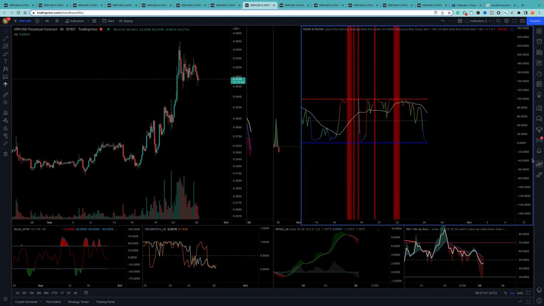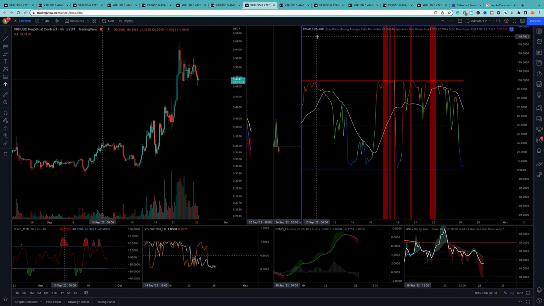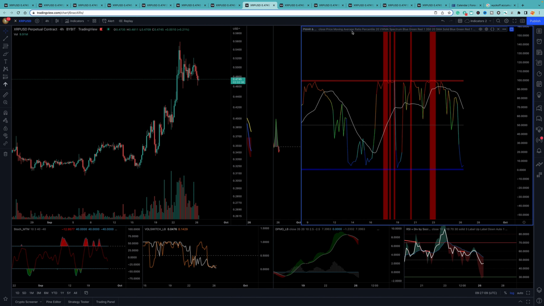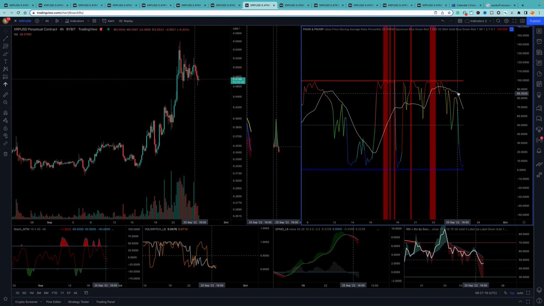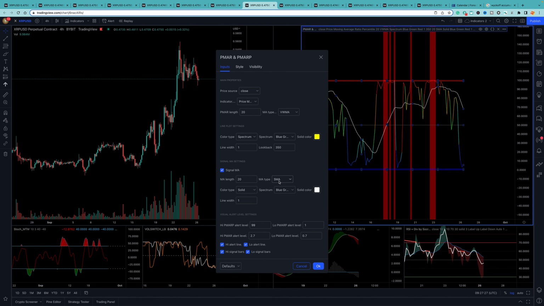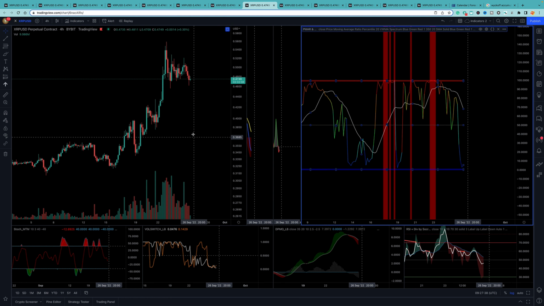Now this one here, I'm going to talk about for the first time. This is a PMAR and PMARP, a price moving average ratio percentile, as an indicator. I've been watching it for a while now, and it actually works very well. So this white line here is the 20 MA, I think it's 20 EMA. Let me just double check again. 20 SMA, and this colored line is a 20 VWMA.